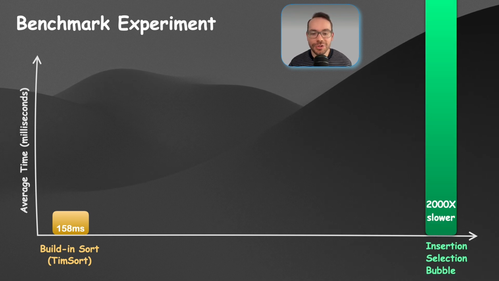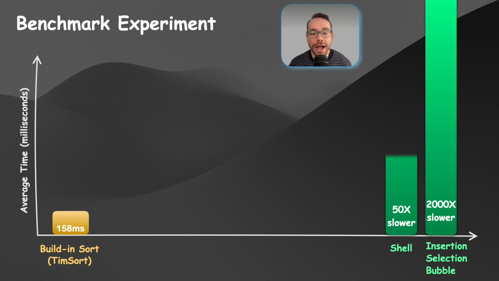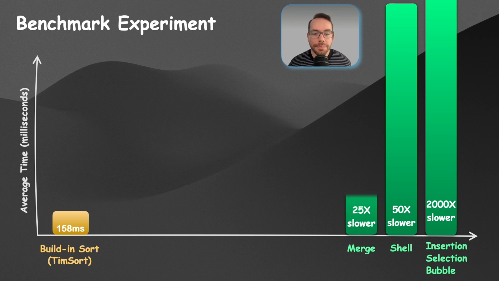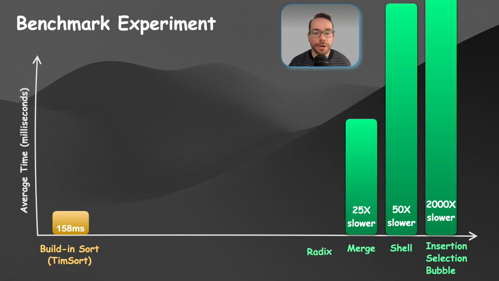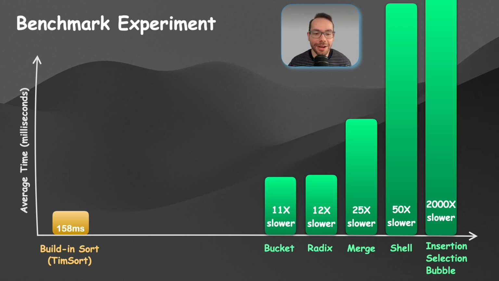Selection sort, insertion sort, and bubble sort were much, much slower, so slow that I could not even show them in this graph. So 2,000 times slower. Next in line, we have shell sort, 50x slower than Timsort. Merge sort, 25 times slower. Radix sort, 12x slower. Bucket sort, things are getting better. Bucket sort, 11 times slower than Timsort.